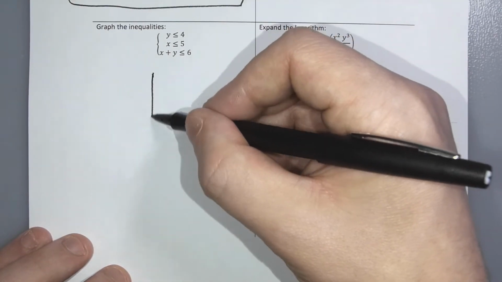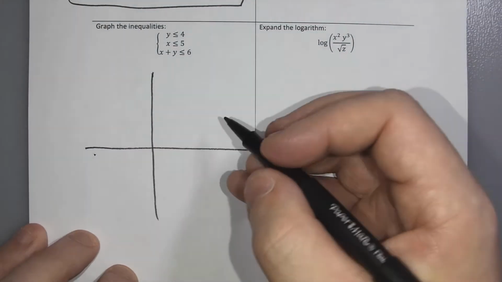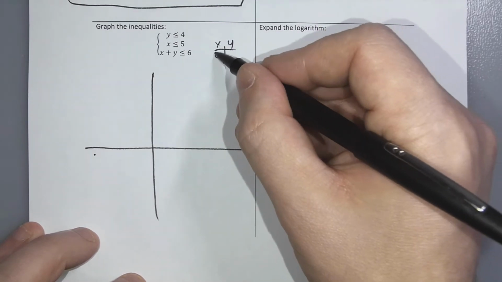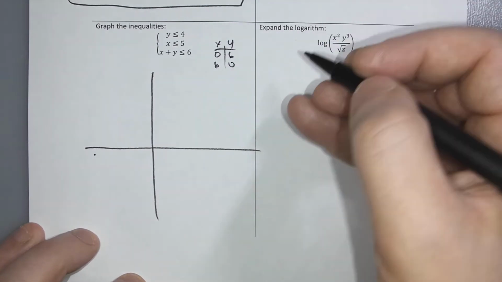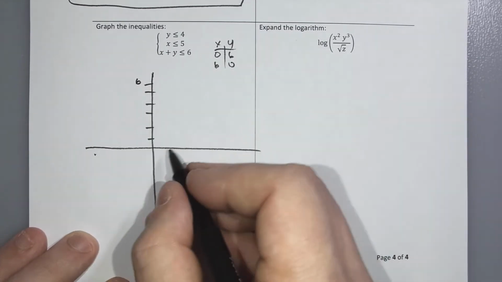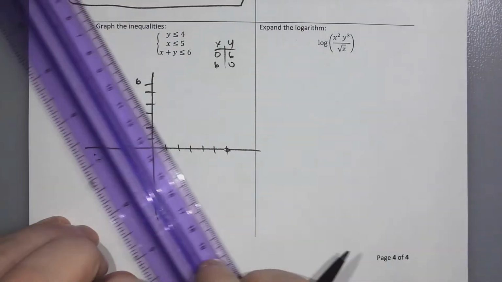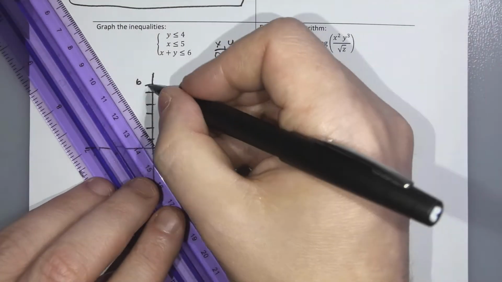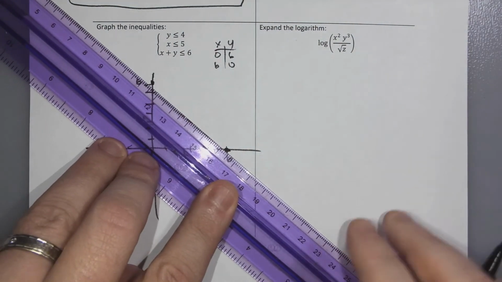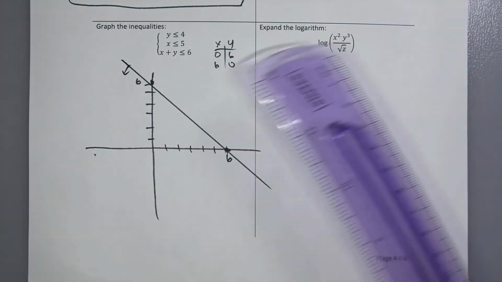Okay, graph, so that means I'll make myself a nice Cartesian coordinate plane. I'll make a t-table out of these to give me 0, 6 and 6, 0. 1, 2, 3, 4, 5, 6. 1, 2, 3, 4, 5, 6. And less than or equal to, so I'll make a solid line. And remember that I'm going to shade below.